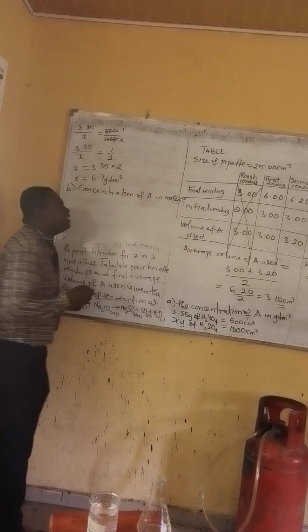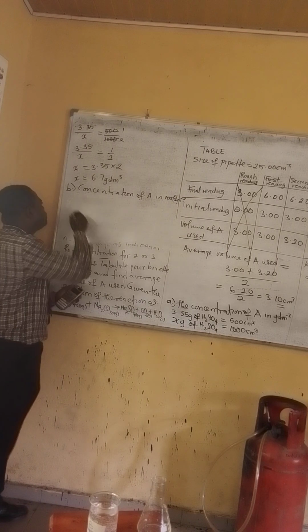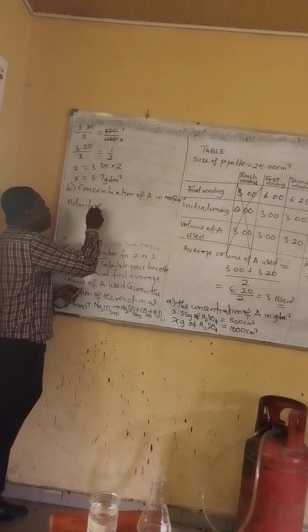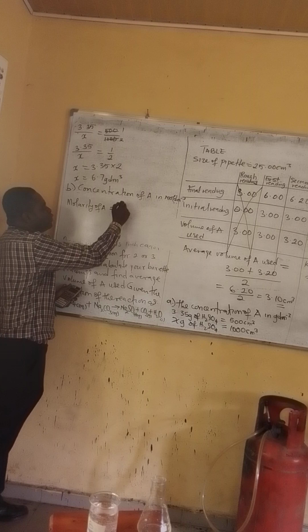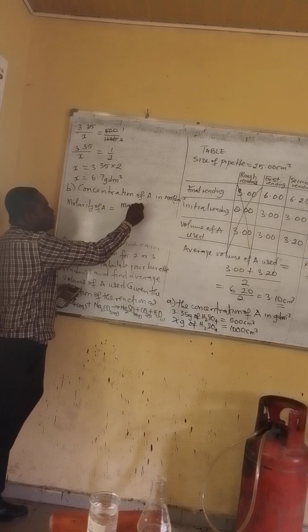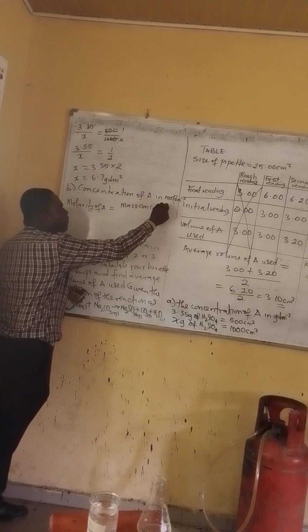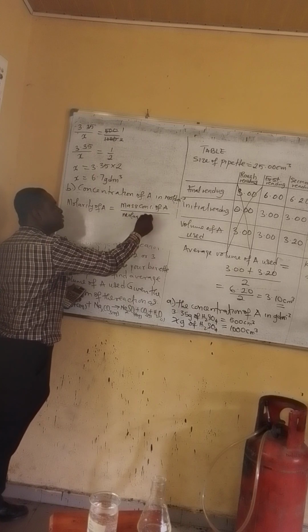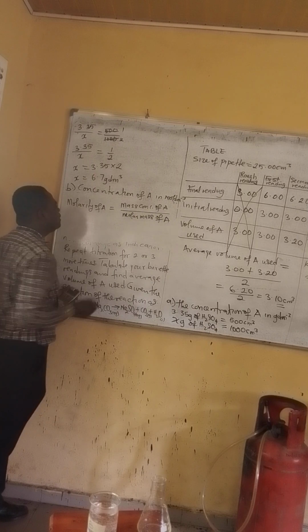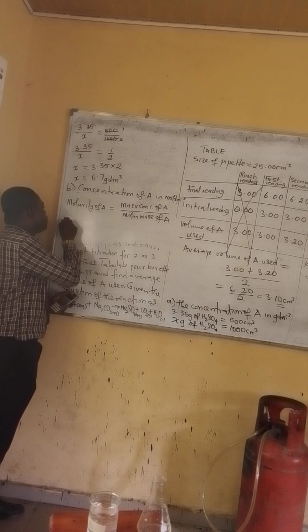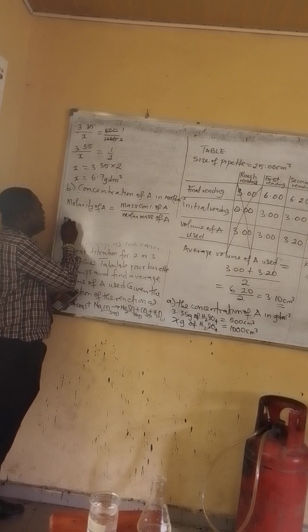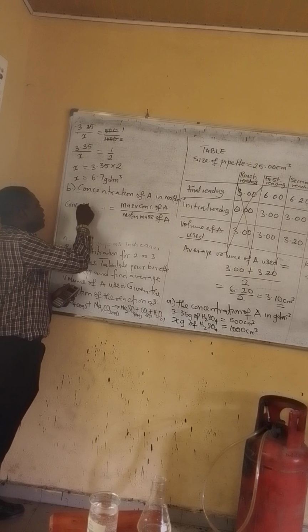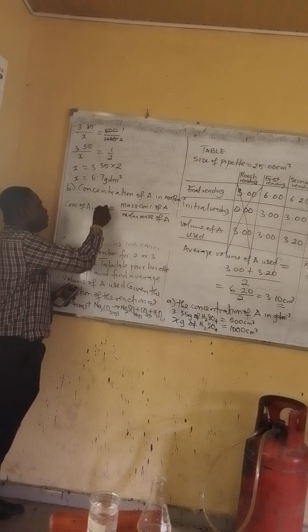The formula to convert between mole per dm3 and gram per dm3 is what? Molarity of A is equal to the mass concentration of A over the molar mass of A. Now we are looking for the molarity of A, or the concentration of A in mole per dm3.